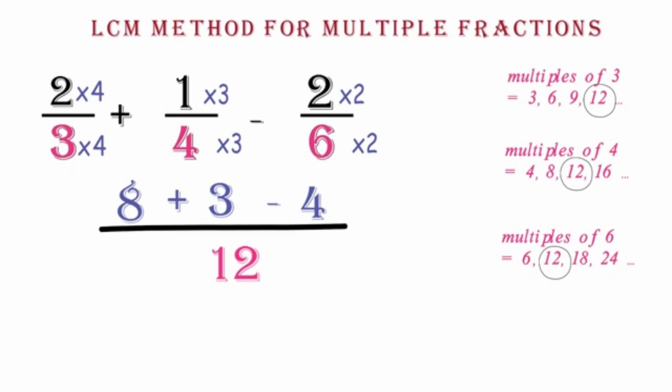We now move on to our final step. We have 8 plus 3 minus 4. This gives us 7. So our final answer is 7 over 12.